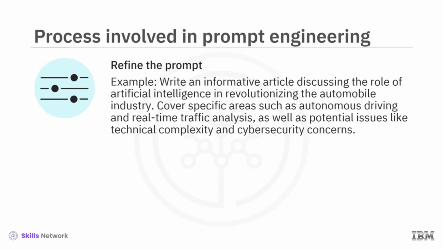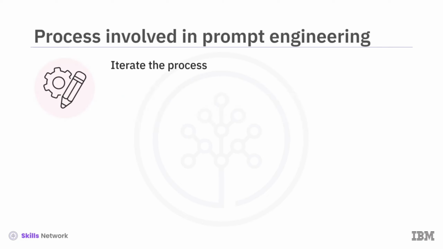Write an informative article discussing the role of artificial intelligence in revolutionizing the automobile industry. Cover specific areas such as autonomous driving and real-time traffic analysis, as well as potential issues like technical complexity and cybersecurity concerns. Iterate the process. The last 3 steps are repeated until you're satisfied with the response. Consequently, following several cycles of refinement, the final prompt shall take this form.